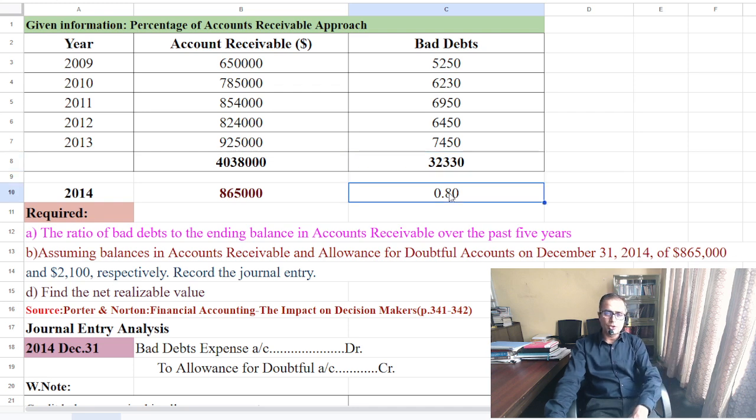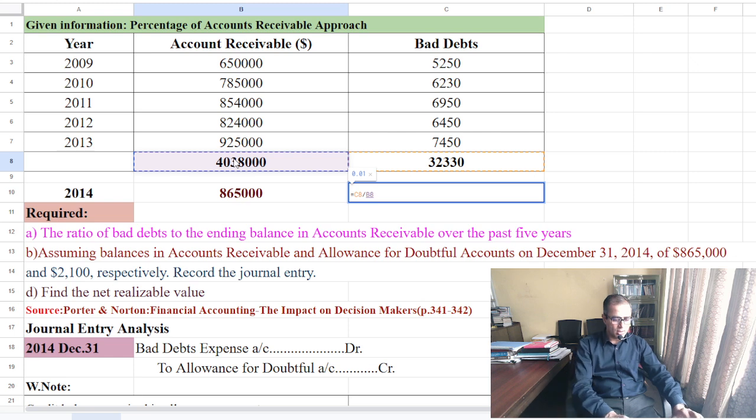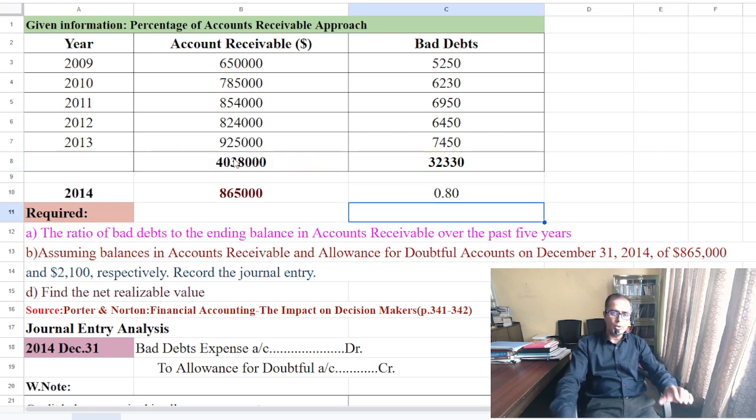Now your job, as per the first question, is to estimate the ratio of bad debt to ending balance in accounts receivable over the past 5 years, friends. So you see this figure divided by this one, times 100. So we came to know that 0.80 percent would be the bad debt ratio over the past 5 years. Now let's move to the second question.